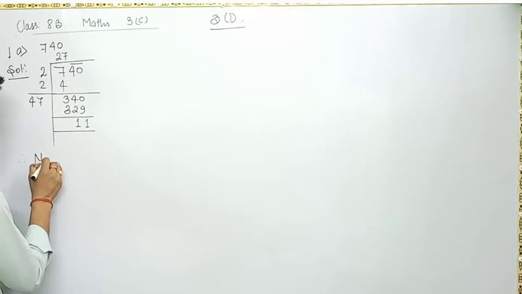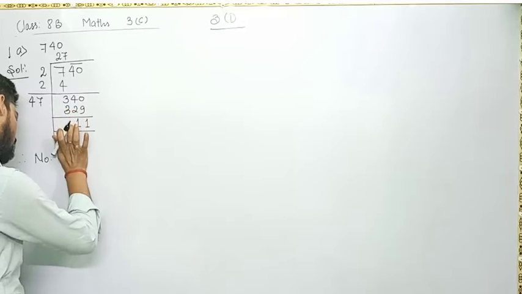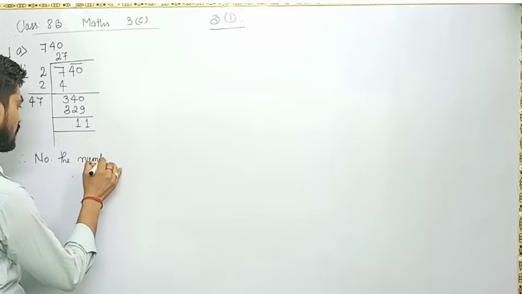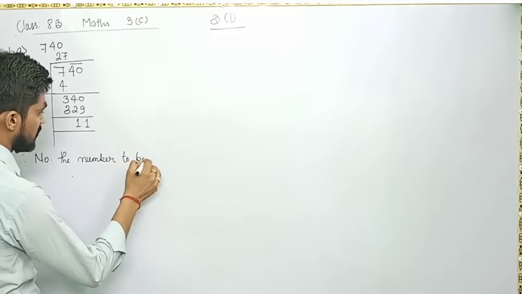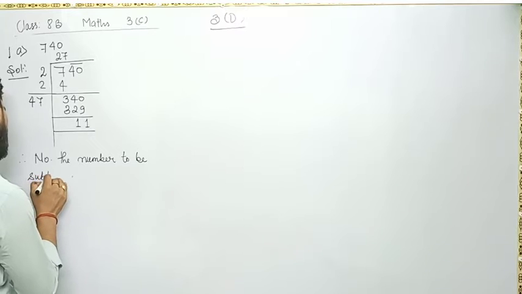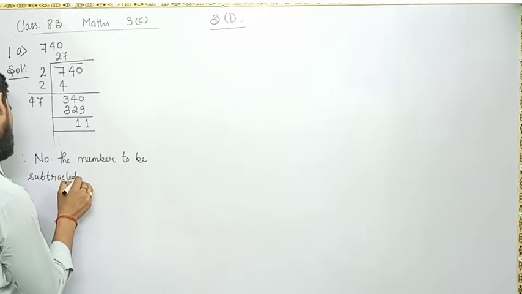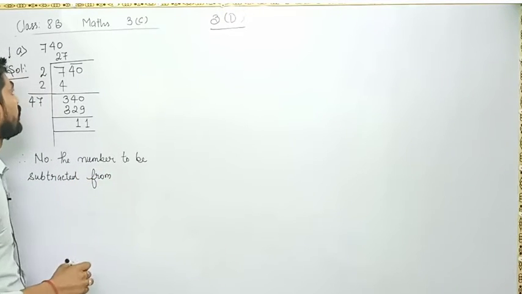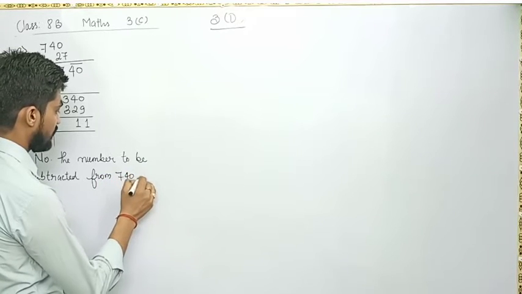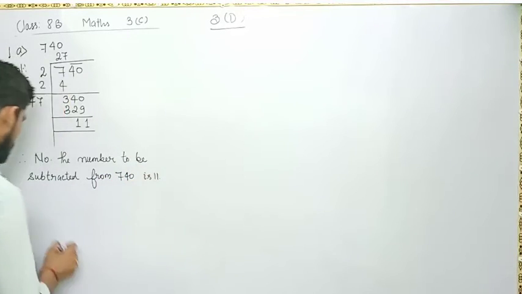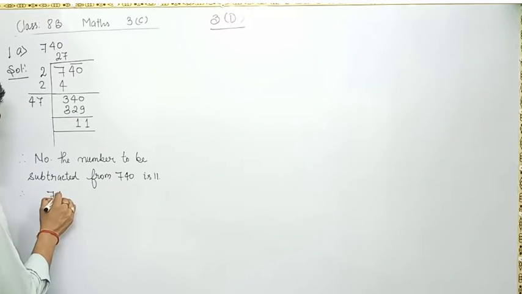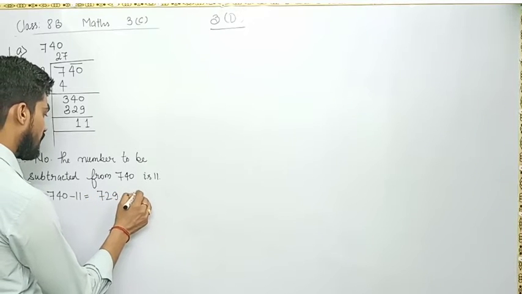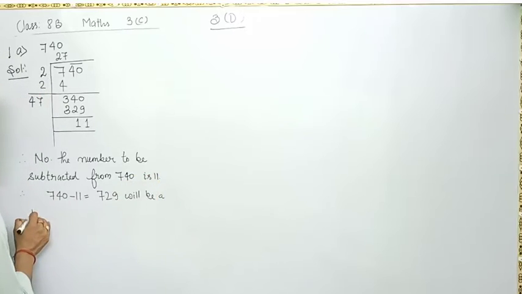Therefore the number to be subtracted from 740 is 11. That is, 740 minus 11 is equal to 729, which will be a perfect square.